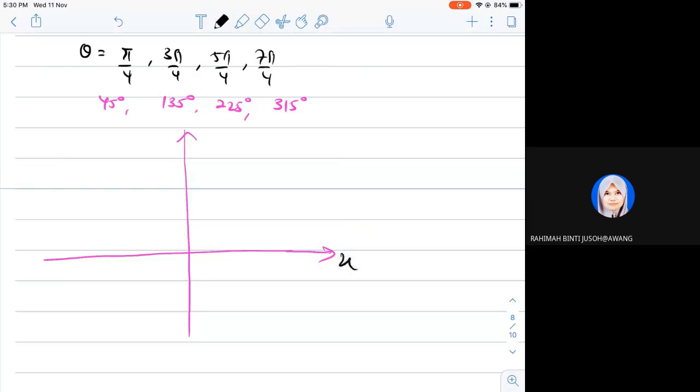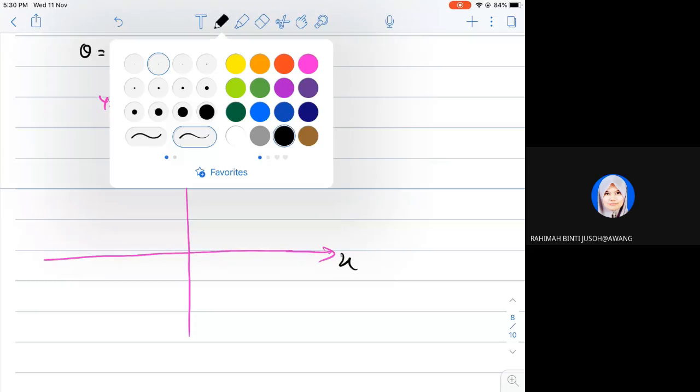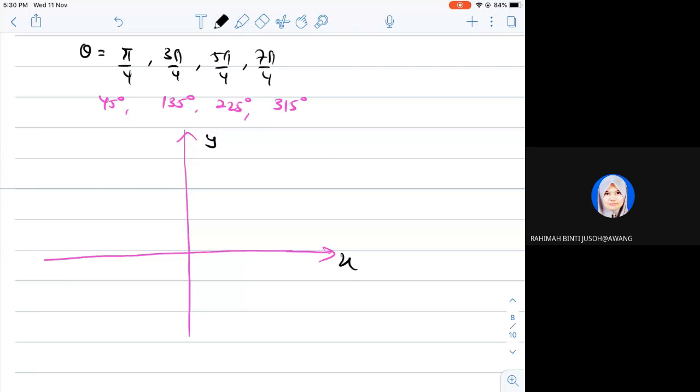X and Y. Okay, I will use this color. So the first angle is pi over 4, 45 degrees. The position of 45 degrees, of course, is in the first quadrant. So right here, theta equals pi over 4. And then theta equals 3 pi over 4 should be here. Okay, theta equals 3 pi over 4, second quadrant.